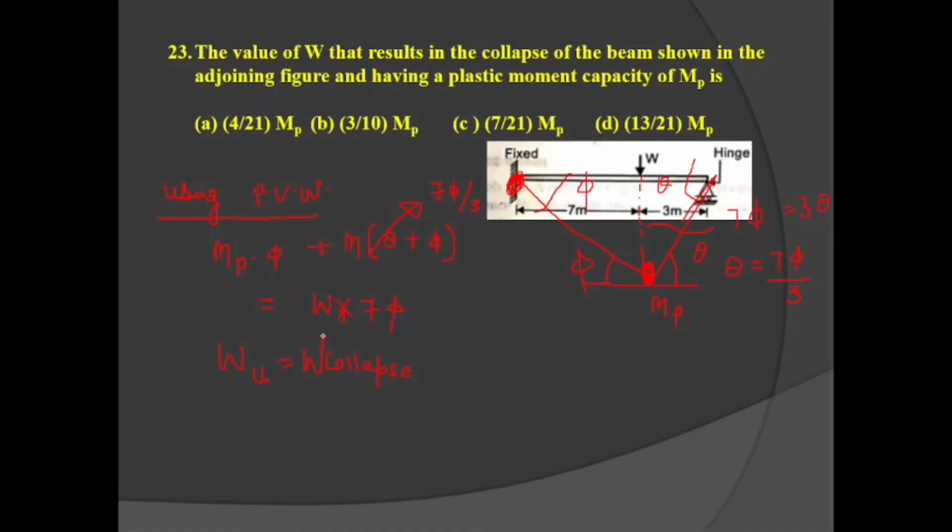W becomes W ultimate or W collapse. That is in terms of MP, and after calculation I found the value equals 13 divided by 21 MP. So my dear students, here option D is correct. That is 13 by 21 MP. Okay, now let's move towards the next question.